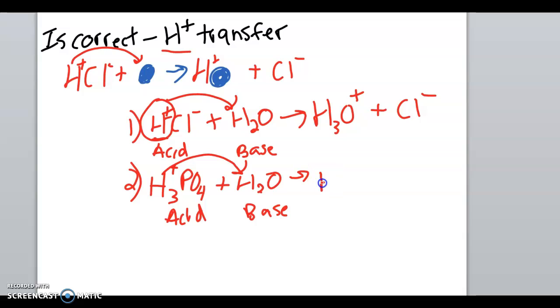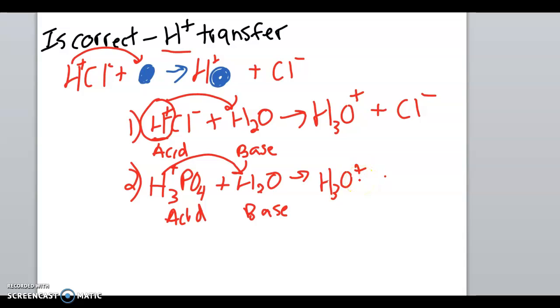So that is going to form H3O+ again. Remember that it is getting an H, so it goes from H2O to H3O. It's gaining 1 H, and it's gaining 1+, so it's going from neutral to +1.